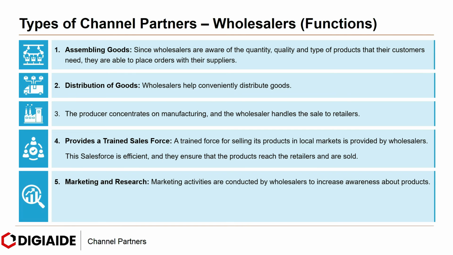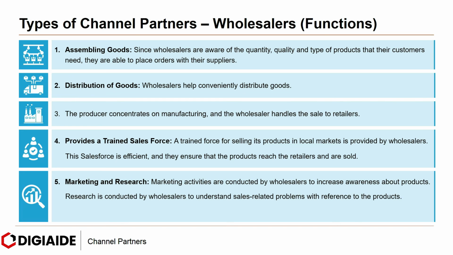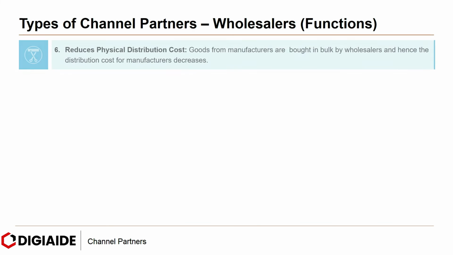Fifth, they help in marketing and research. Marketing activities are conducted by wholesalers to increase awareness about products. Research is conducted by wholesalers to understand sales-related problems with reference to the products. Then the manufacturers are informed to make changes in the products if needed. Moving on, they help reduce physical distribution cost. Goods from manufacturers are bought in bulk by wholesalers and hence the distribution cost for the manufacturer decreases.